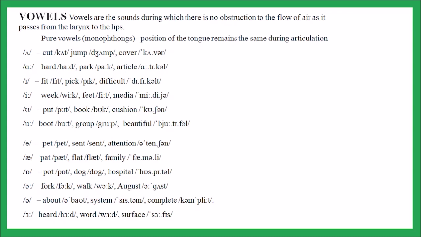The first among them is A. Even though the letter that represents the A sound looks like an E, it is pronounced as A, as in pet, scent, attention, like the Malayalam word for buffalo. Pet, scent, attention.